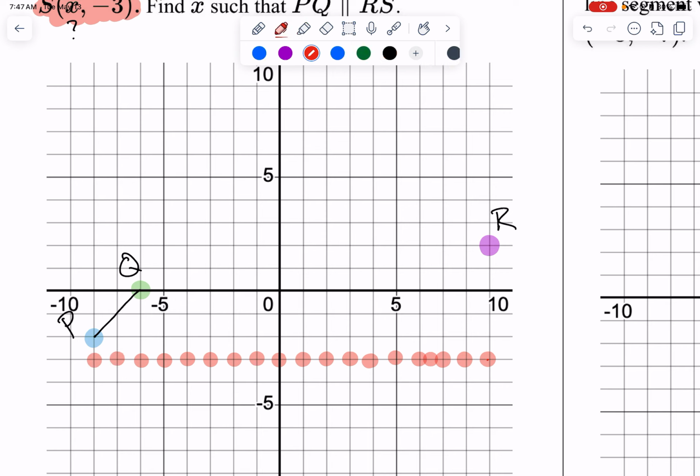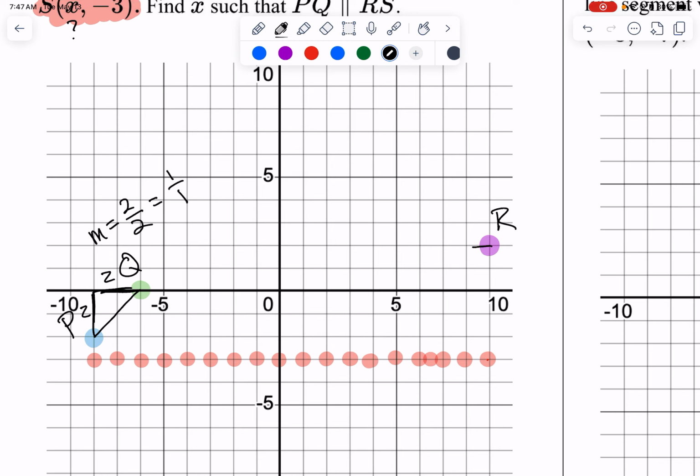And whatever value we get for that x has to make it parallel to what we already have. So we got PQ here. This has a rise over run of 2 over 2. So this slope is 2 over 2. You could rewrite that with any other equivalent version, like 1 over 1, or just the number 1. I'm going to stick with the 1 over 1 positive slope.